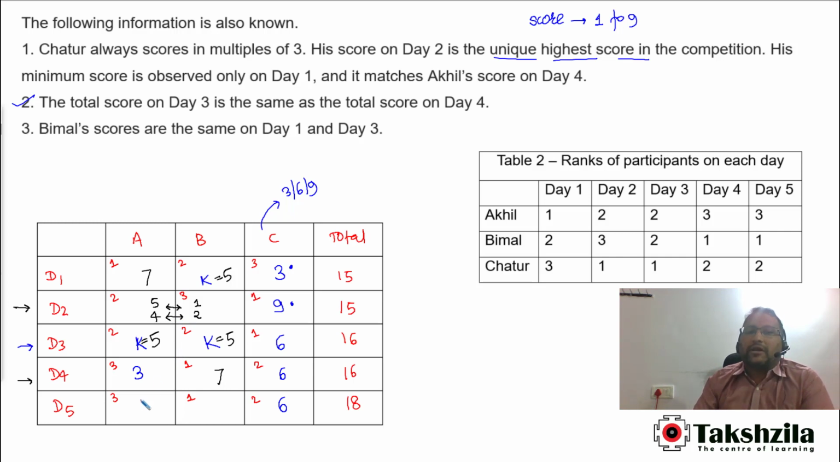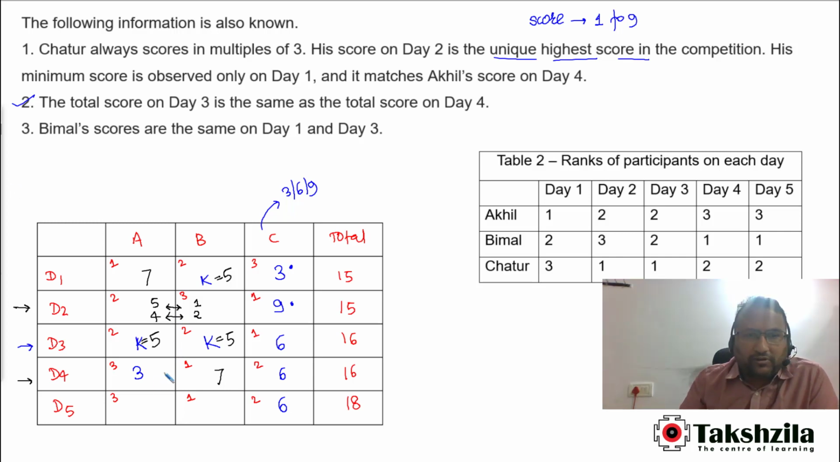Now let's talk about day 5. For day 5, the sum of these two numbers is supposed to be 18 minus 6, that is equal to 12. One number should be greater than 6, one number should be less than 6 because it is rank 1 and rank 3. The first possibility, if I put 7 over here, then this will become how much? 12 minus 7, 5. This is the first possibility. The second possibility is if I put 8 over here, this number will become 4.